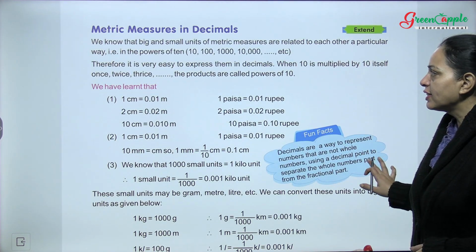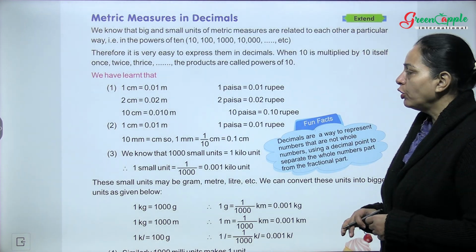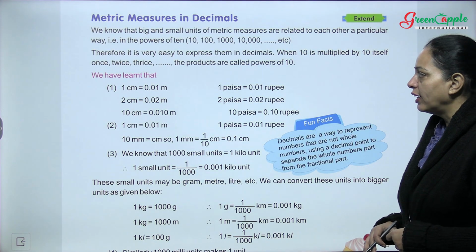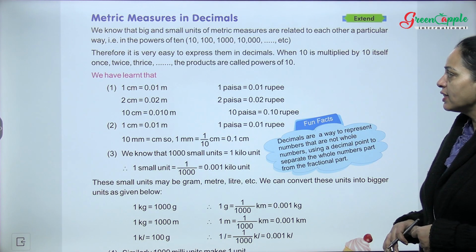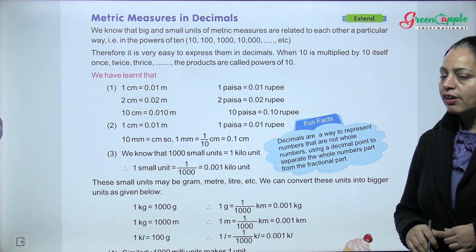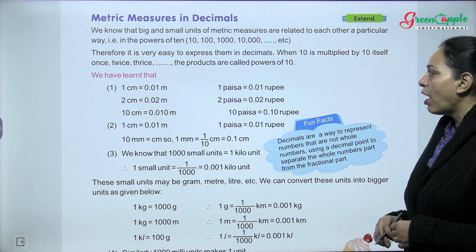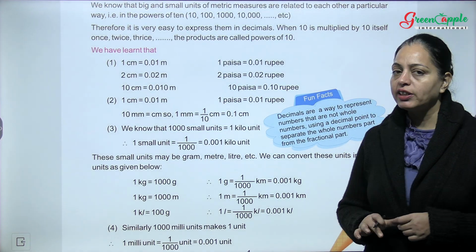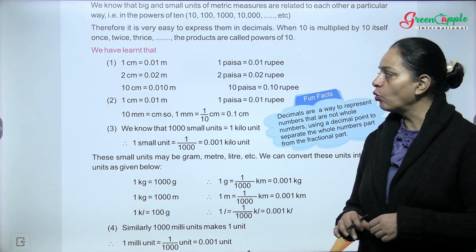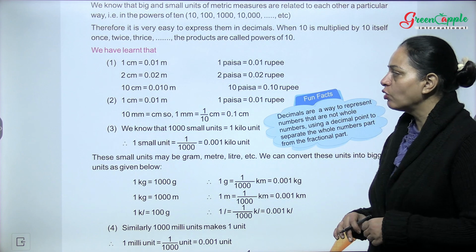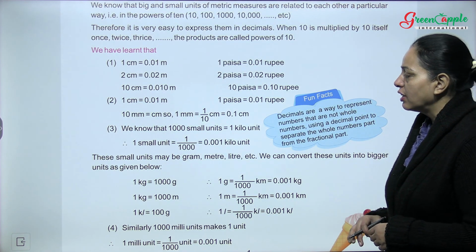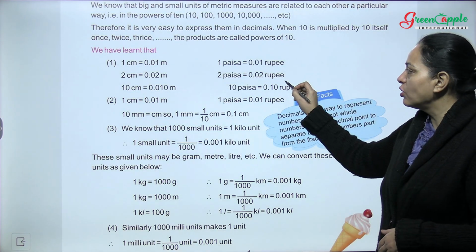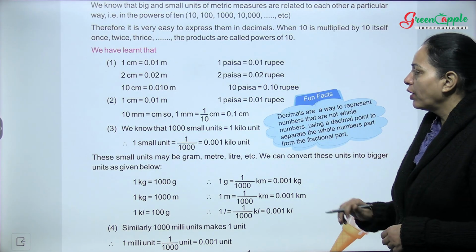Now metric measures in decimals. We know that big and small units of metric measures are related to each other in a particular way, that is in the power of 10. So therefore it is very easy to express them in decimals. When 10 is multiplied by itself once, twice, thrice, the products are called powers of 10. So now we have learned that 1 centimeter equals 0.01 meter. So 2 centimeter is 0.02 meter and 10 centimeter is 0.10 meter. Now here 1 paisa, 0.01 rupee, 2 paisa 0.02 rupee, 10 paisa 0.10 rupee.